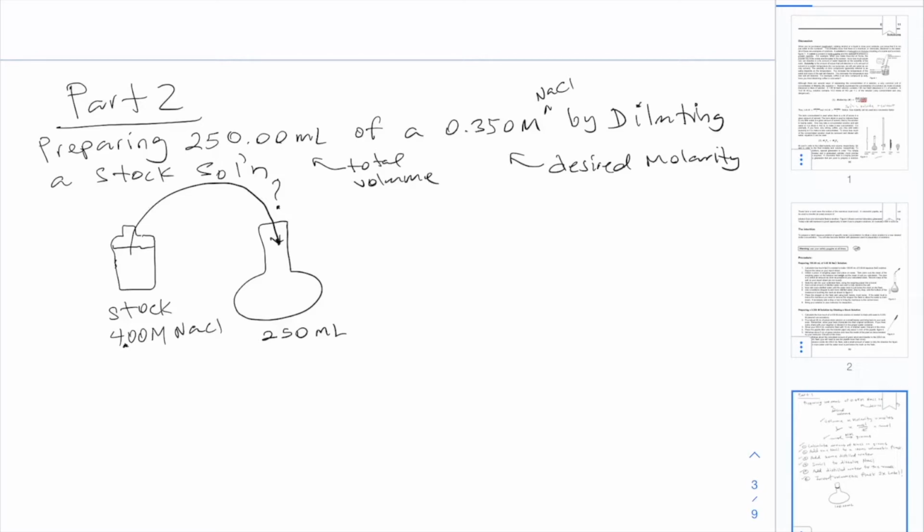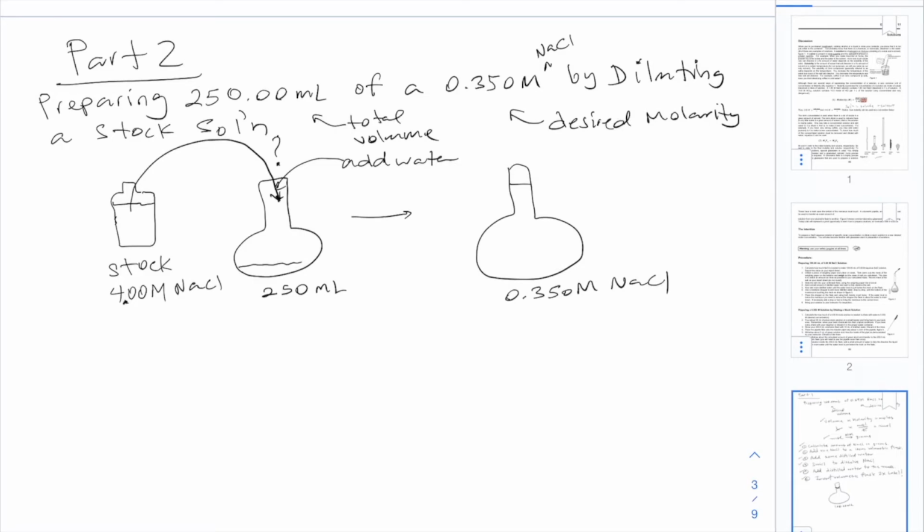So how much of the stock solution are we going to remove? Place it in here. And then we're going to dilute it with water. We're going to add distilled water so that we have our new solution that's going to be 0.350 molar salt. This is the intention behind part 2 of experiment number 11.